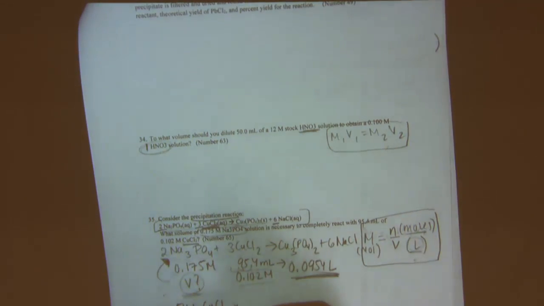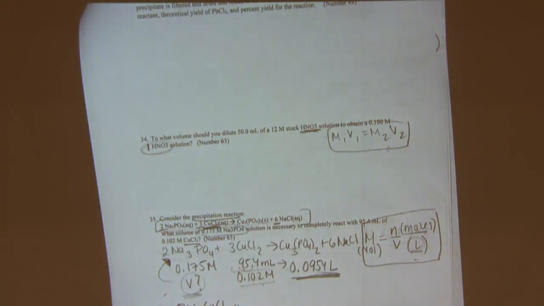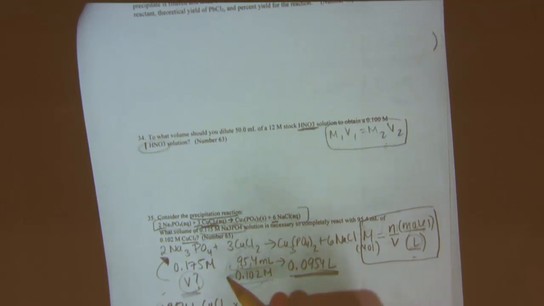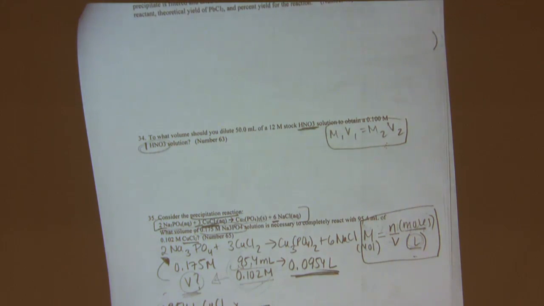Okay. What do I put on the bottom? What do I put on the top? My whole goal is to find V, so I need to find a way to relate whatever I have here to this. What can I put on the bottom? What can I put on the top?